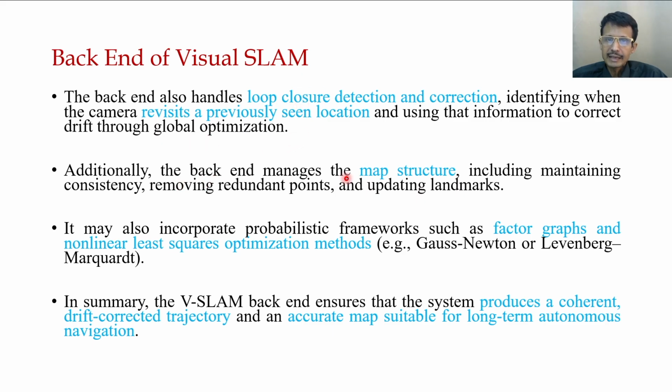Additionally, the backend manages the map structure, including maintaining consistency, removing points, and updating. It may also incorporate probabilistic frameworks such as factor graphs and nonlinear least squares optimization methods like Gauss-Newton. In summary, the visual-SLAM backend ensures that the system produces a coherent, drift-corrected trajectory and an accurate map suitable for long-term autonomous operation. So this is the basic idea.